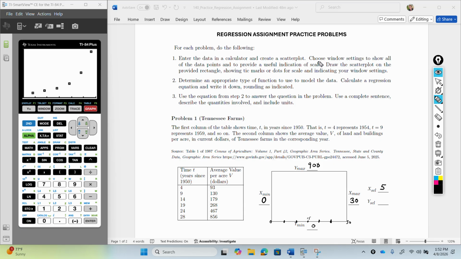So it says to choose window settings to show all of the data points and to provide a useful indication of scale. Draw the scatter plot showing tick marks or dots. So I have shown these tick marks here. So 5, 10, 15, 20. I mean, I could have made that one a little bit better maybe if I'm really being picky. Okay, so that one's not so bad. And, you know, I don't need to write the numbers in, just so I have the grid marks. That's good enough.